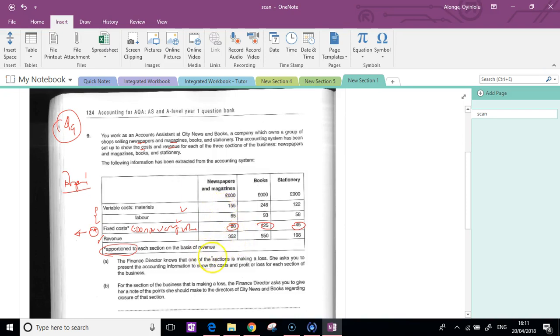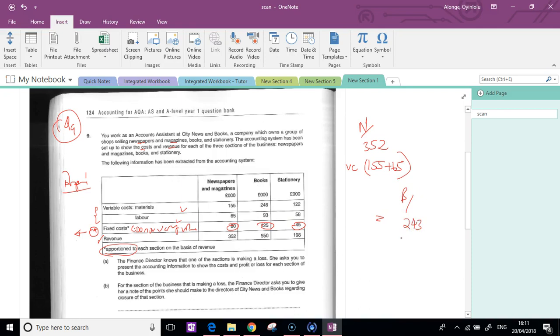So it says now that one of the sections is making a loss, and you're asked to analyze this scenario and see what's going on, and then talk about it. Well, let's look at who's making a loss first of all, or who's technically making a loss. So let's look at newspapers and magazines. Newspapers are selling for 352, and what they have is a variable cost of 155 plus 65. That's the variable cost.